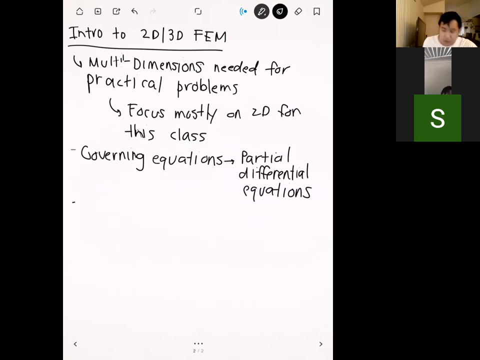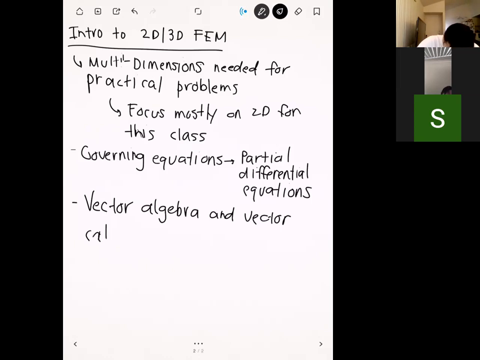Another thing that's going to be big for multidimensional problems is that we're going to use a lot of vector algebra and vector calculus. Because we're working in multiple dimensions, a lot of these concepts are going to be important, and we're going to review some of the most important things as we move forward.